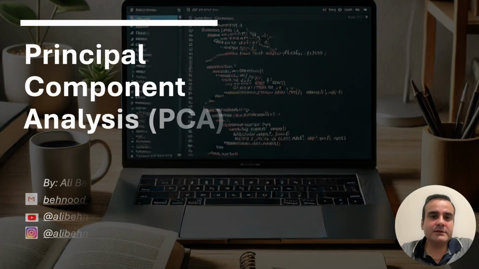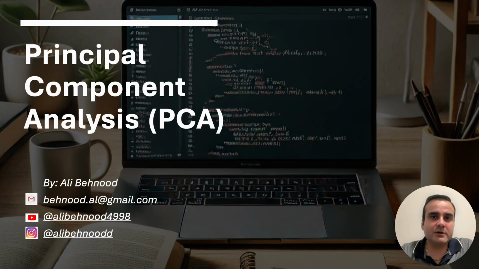Welcome everyone. In this session, we are going to explore principal component analysis, commonly known as PCA. PCA is one of the most widely used techniques for simplifying complex datasets, especially when dealing with high dimensional data. We will cover what PCA is, why it's useful, how it works, and look at some real-world applications.